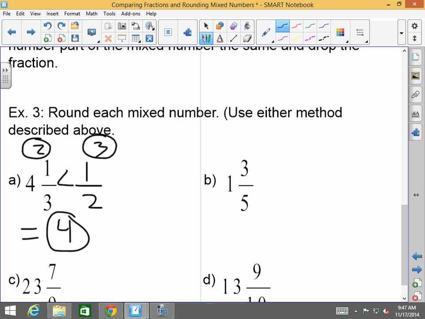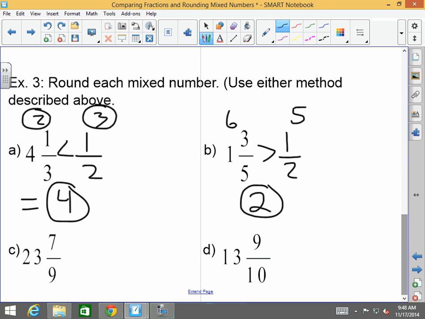1 3/5. Compare it to 1/2. Cross products. 2 times 3 is 6. 5 times 1 is 5. Is 3/5 greater than 1/2 or less than 1/2? It's greater because 6 is greater than 5. So since it's greater, the 1 goes up to 2 and you drop the 3/5.